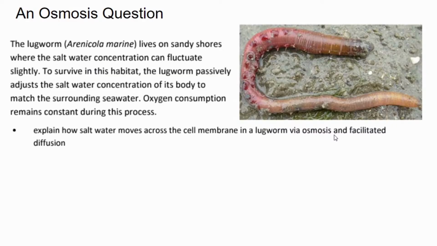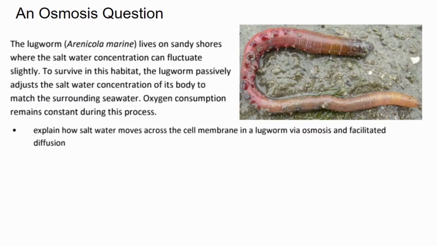One is osmosis, and the other one is facilitated diffusion. Well, osmosis is going to be talking about water. So we know that water is going to be moving in or out of our lugworm's cells, and the other one is facilitated diffusion. Facilitated diffusion is going to be how the salt molecules move in or out of our lugworm's cell. When the salinity of the seawater increases, somehow our lugworm needs to get more salt molecules inside of its cells. So that's where facilitated diffusion will come in.